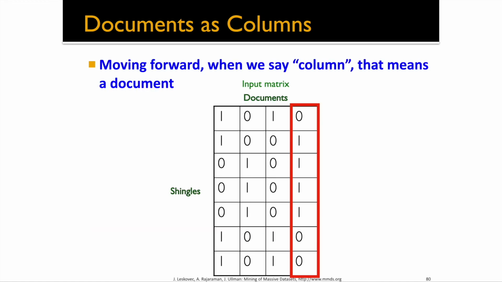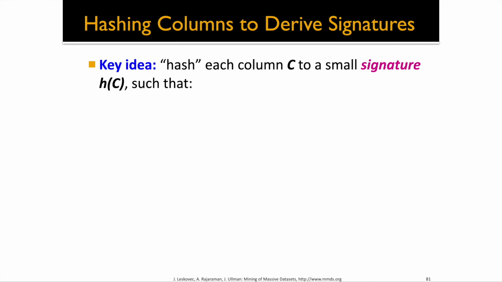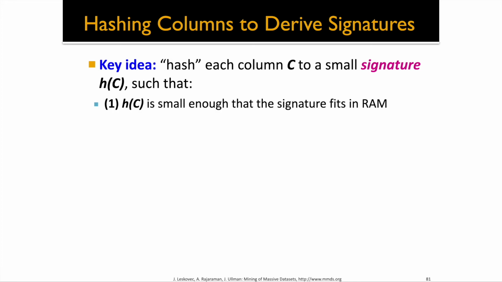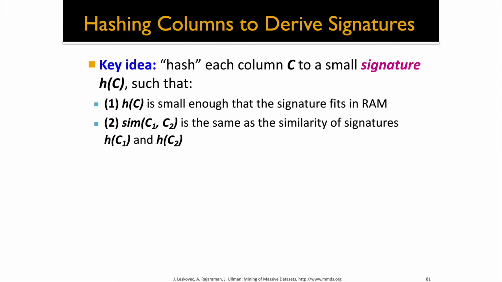So from a notation perspective going forward, when we talk about columns in a matrix, really what we're talking about are documents. You'll see this come up in a second. The key idea behind min-hashing is to hash each column, or each document, to a small signature, such that the hash is small. We want this signature to fit easily in RAM when we look at all of our documents. And we want the similarity between two documents to be the same or very close to the similarity of the signatures generated by this hashing mechanism.